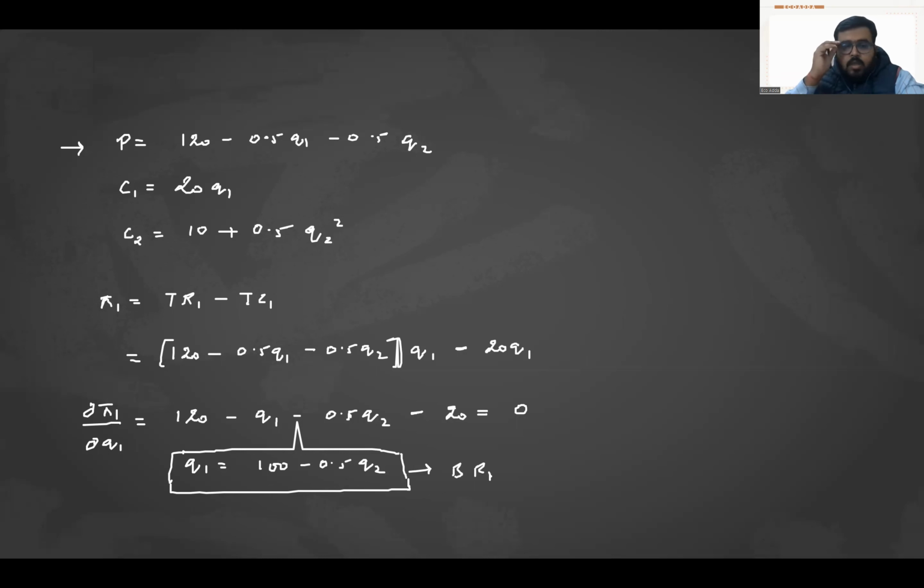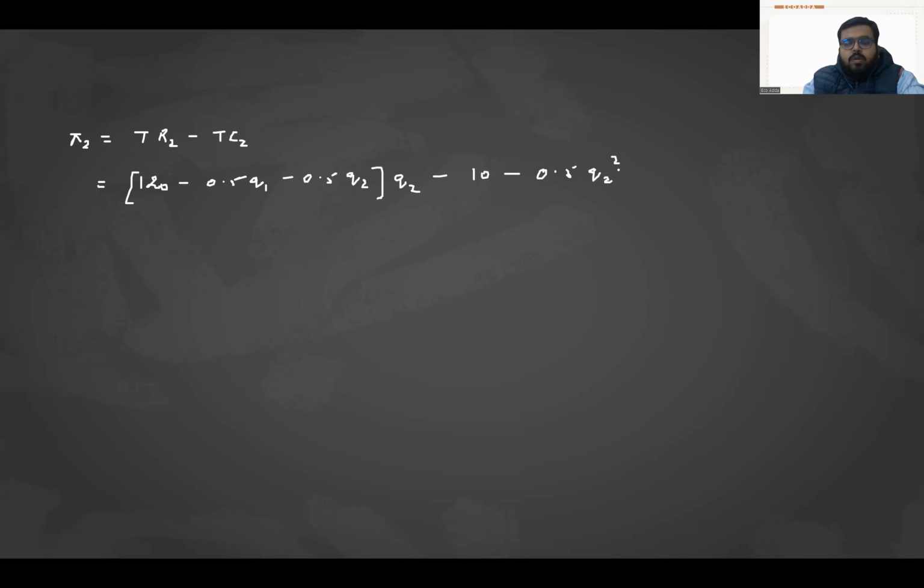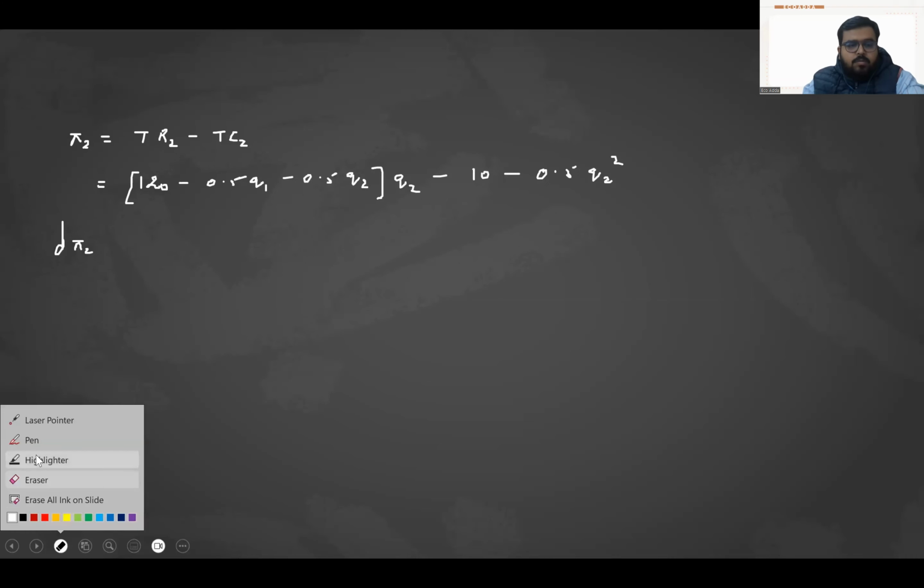This is BR1. Now, coming to BR2, we need to write the profit of firm 2, which is TR2 - TC2, which equals price, 120 - 0.5Q1 - 0.5Q2, times Q2, minus 10 minus 0.5Q2². Right, why is there a minus here? Because outside the bracket of the cost there was a minus sign, right? Again we need to do del pi 2 by del Q2.